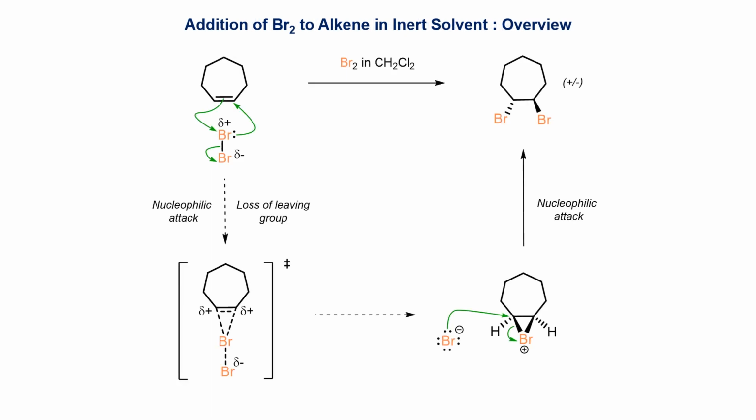Since only the trans stereochemistry is observed in the products, the formation of an open carbocation is precluded. Any such planar intermediate would also lead to isolation of some of the cis dibromide.